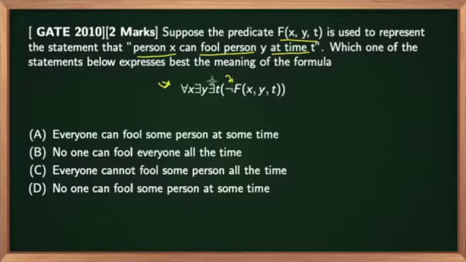So I can take this into the left side. That will be equal to not exists an x for all y for all t f of x, y, t. It says that it is not the case that there exists someone who can fool everyone every time. So that means no one can fool all the persons all the time. So no one can fool everyone all the time. The answer should be B.